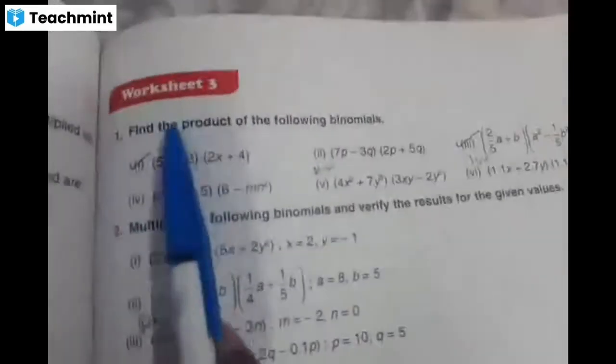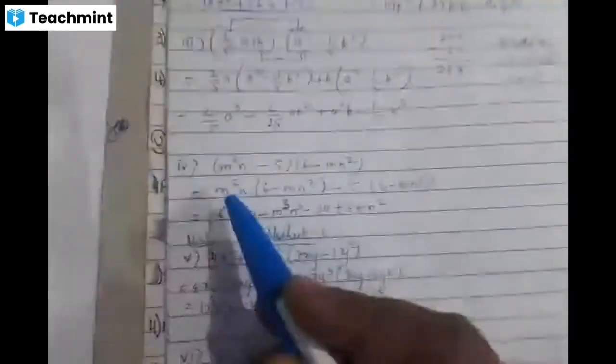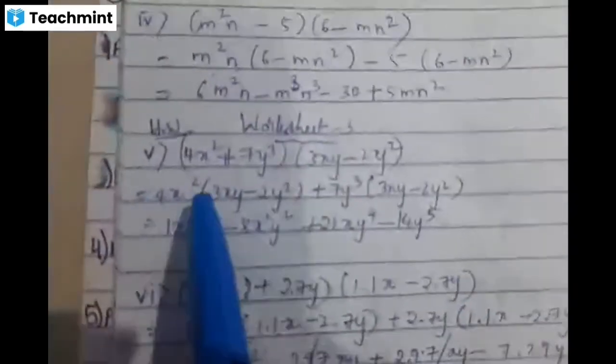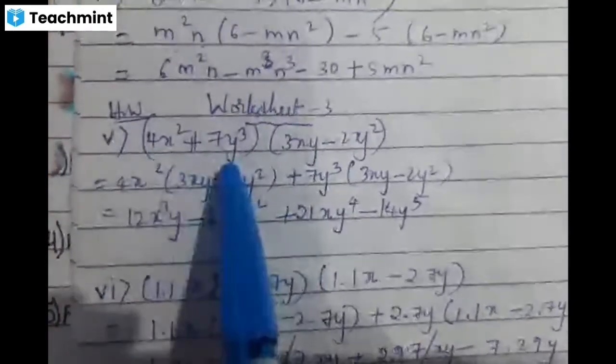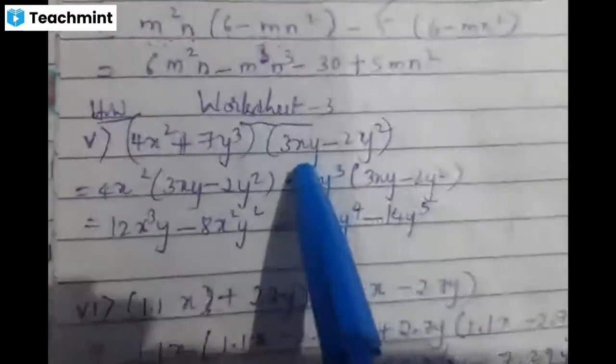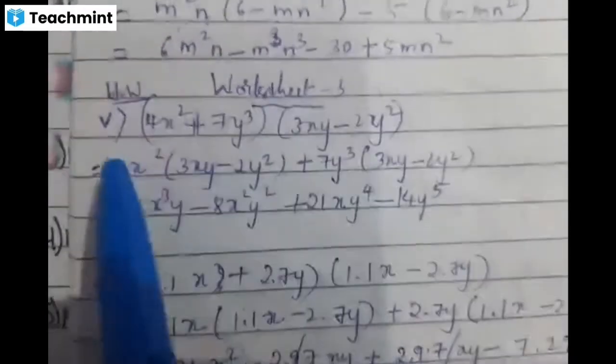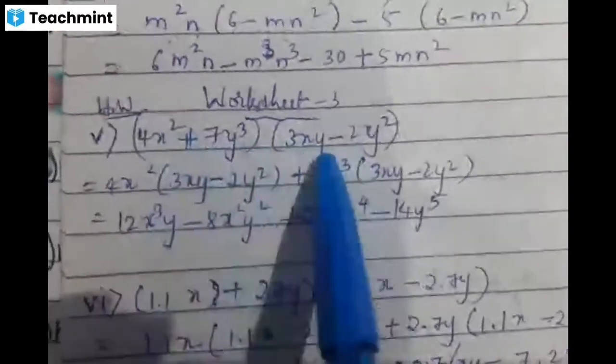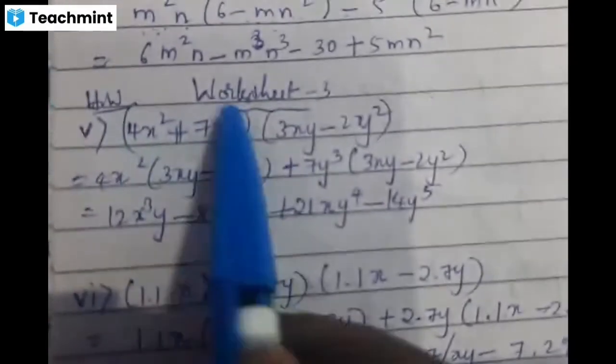that is first main, fifth and sixth main. Here are the solution children. 4x square plus 7y cube into 3xy minus 2y square. So these two are the binomials. Binomials means the algebraic expression having two terms. This is one binomial. This is another binomial.